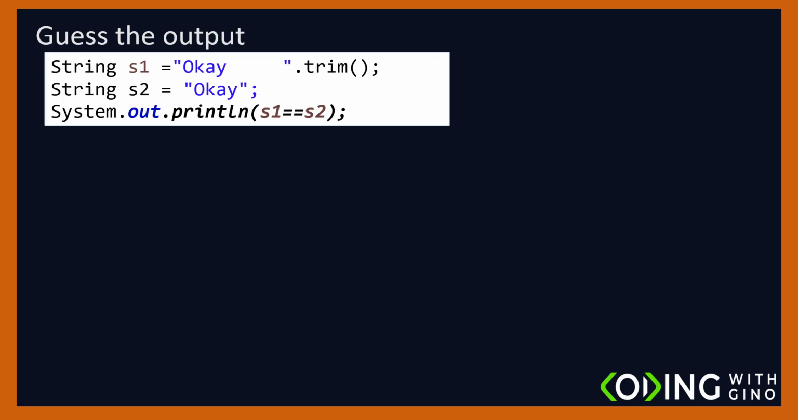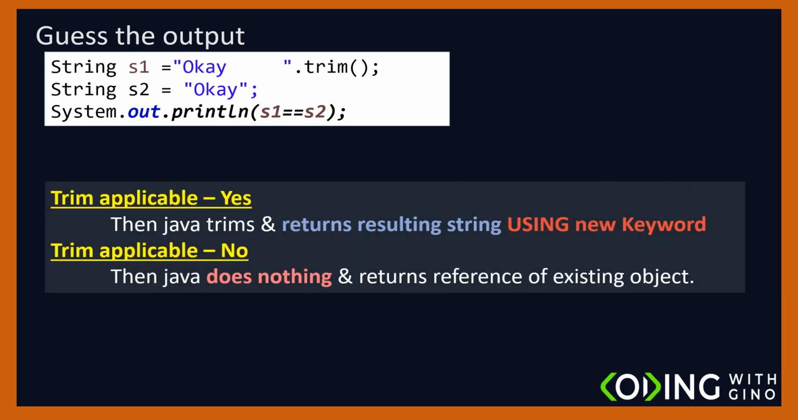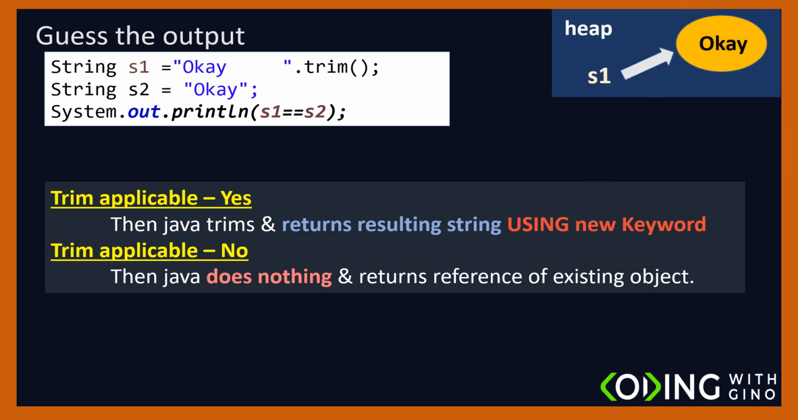What about this? This is the rule, right? Is trim applicable for S1? Literal "OK" of S1 has blank spaces in the end, so yes. Java will trim these spaces and return the result using the new keyword. Right? Hence, this object is created in heap and S1 points to it.